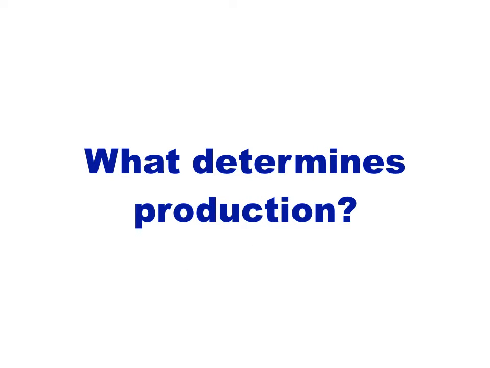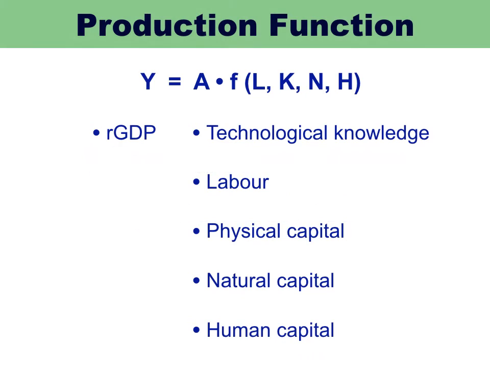So what determines production? Well, we've essentially got four major components of production, and then this other significant component known as technological knowledge. So Y, which is the real GDP, is going to be equal to the technological knowledge factor multiplied by some function of labor, physical capital, natural capital, or natural resources, and human capital.